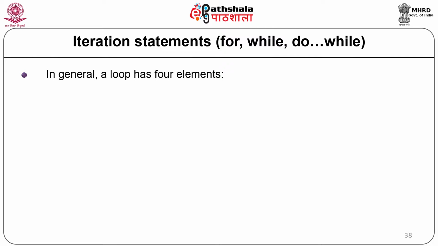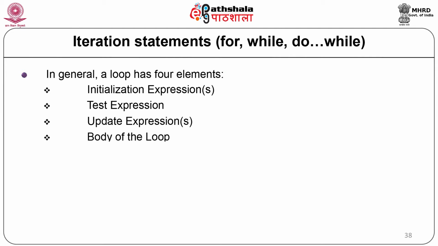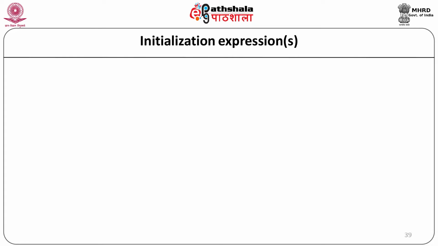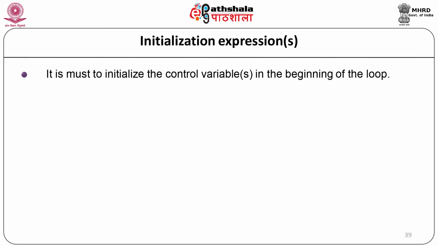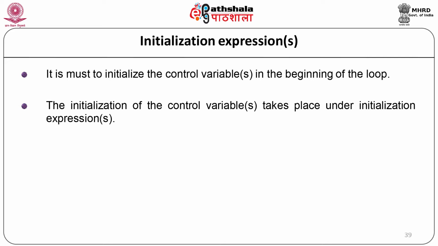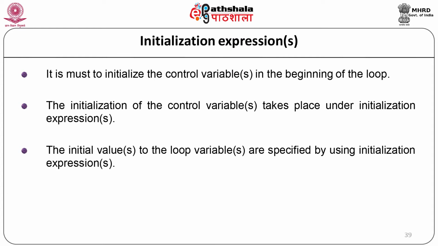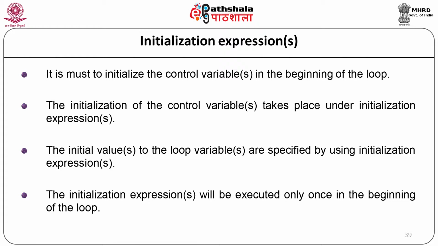In general, a loop has four elements. They are initialization expression, test expression, update expression and the body of the loop. Now let us see each one of them in detail. Initialization expression. It is a must to initialize the control variable in the beginning of a loop. The initial value of the loop variables is specified by using the initialization expression. The initialization expression will be executed only once in the beginning of the loop.